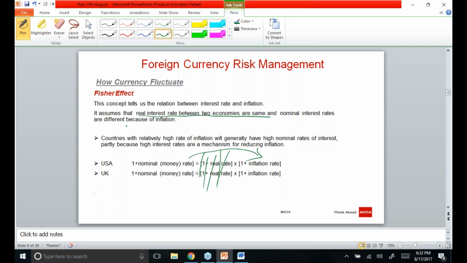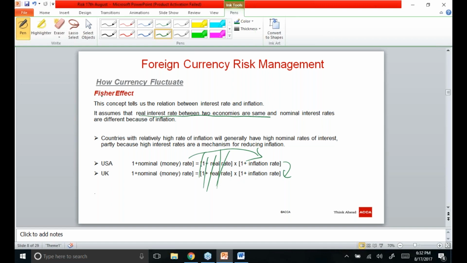If this relation holds true, that means purchasing power parity directly considers the impact of inflation. Interest rate parity overall considers the nominal interest rate, but the reason behind the difference between nominal interest rates is the inflation rate. So interest rate parity indirectly covers the inflation. Purchasing power parity directly covers the inflation.